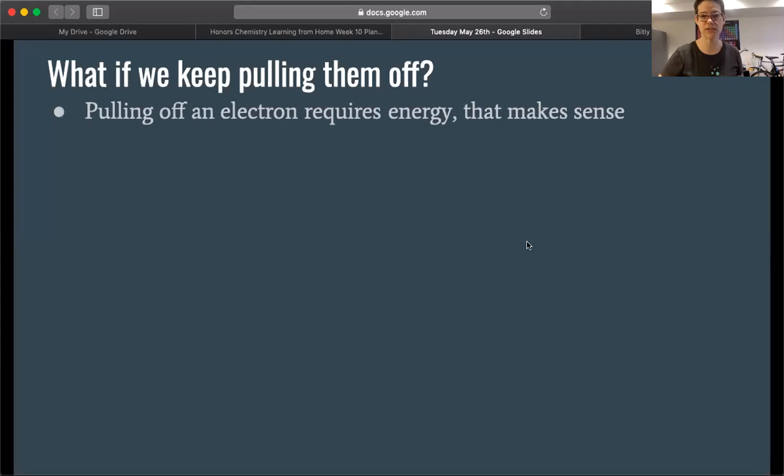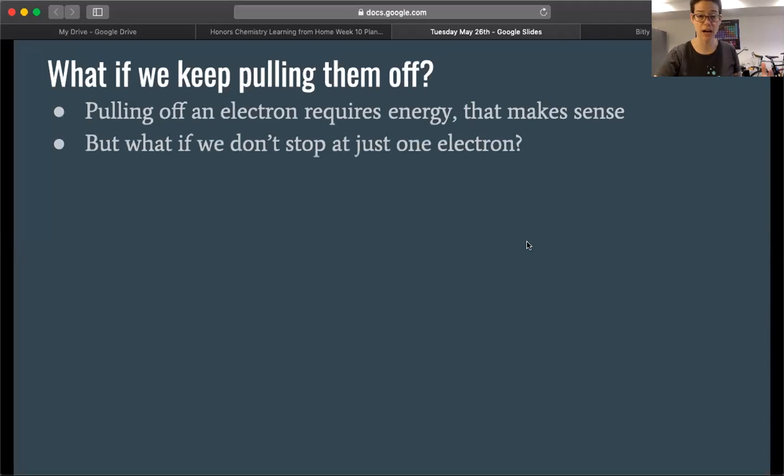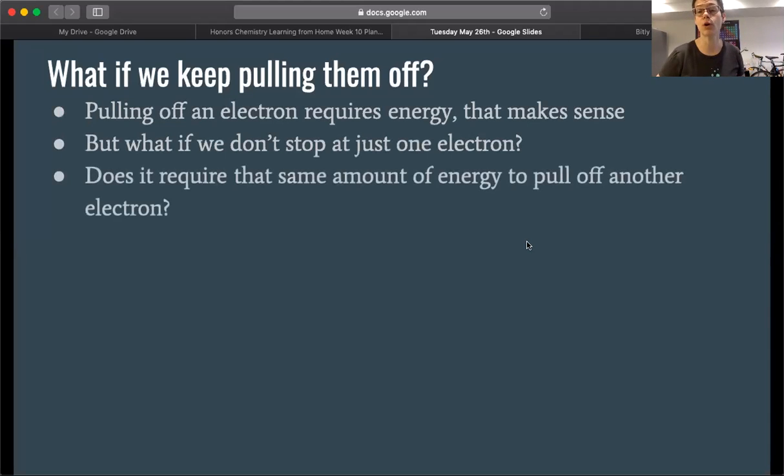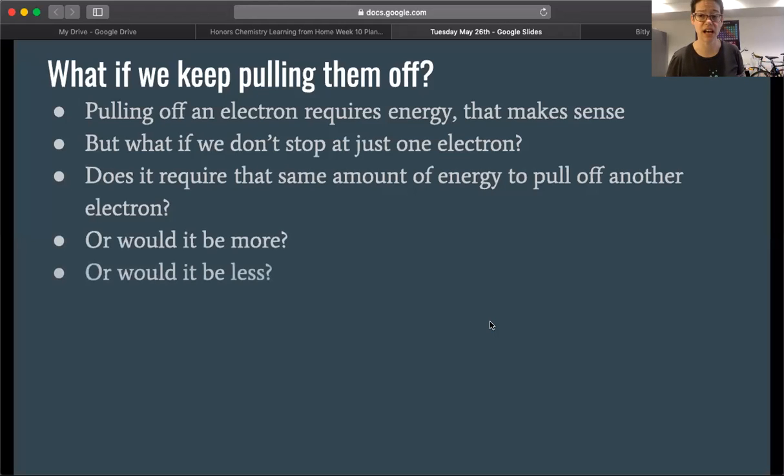So it requires energy to pull off an electron, but if we don't stop, will it require the same amount of energy to pull off another one? Or would it be more? Or would it be less? What do you guys think? After I've pulled off one electron, pulling off the second electron, should that require the same, more, or less energy?